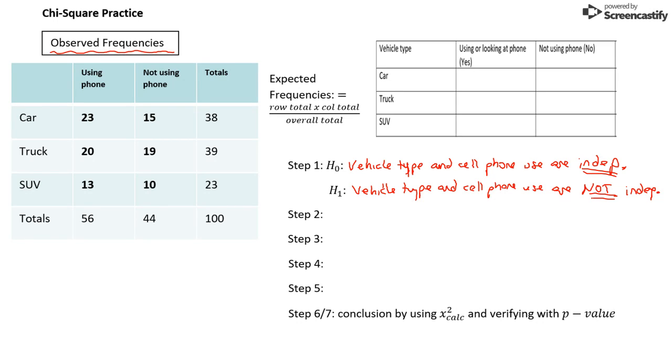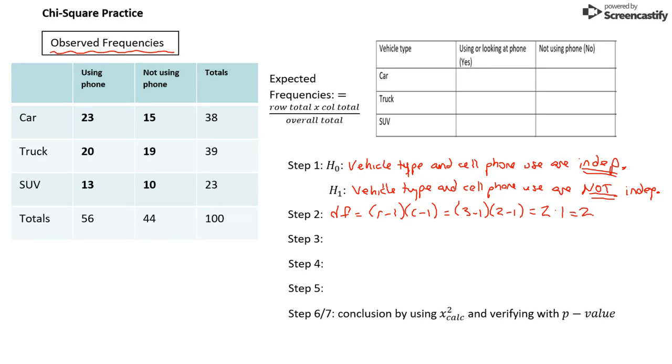Okay. So step two is degrees of freedom. Remember, the little formula is rows minus 1 times columns minus 1. So the number of rows is 3. So we have 3 minus 1 times 2 columns minus 1, which ends up giving us 2 times 1, which is just 2. 2 degrees of freedom.